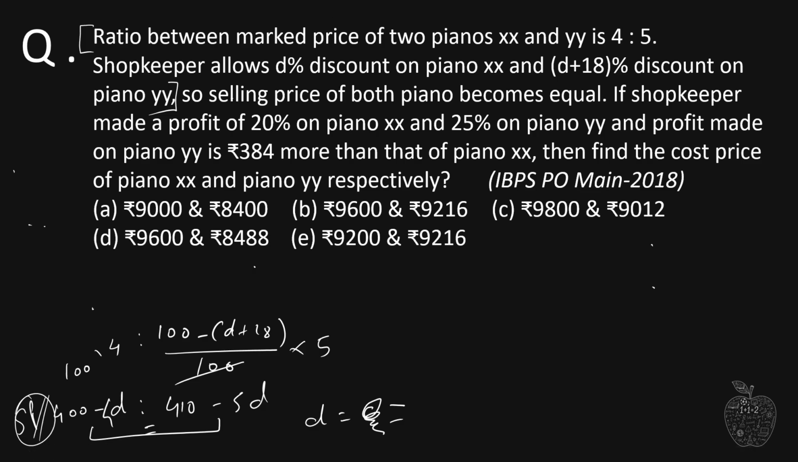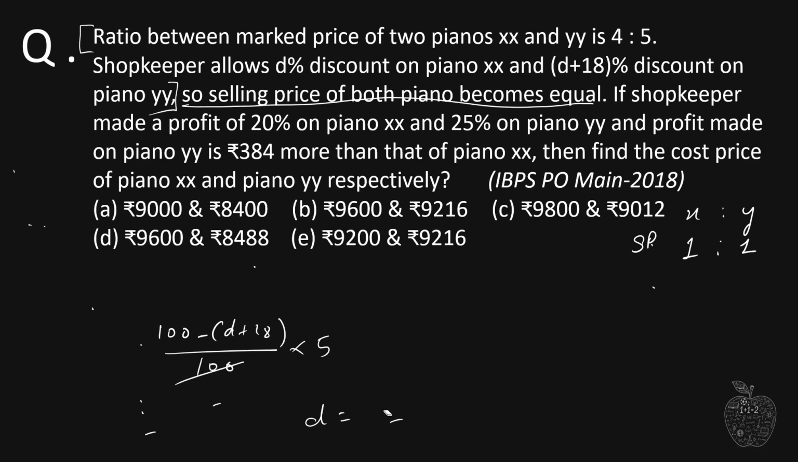But we are already told that the selling price of both the pianos becomes equal. That means if this is equal to this, the selling price ratio of X to Y automatically becomes 1:1, because the prices of both pianos are equal. So we don't need this data, we don't even need to calculate. This should be in the back of your head. You should first work through the question in your head and then solve it on paper.